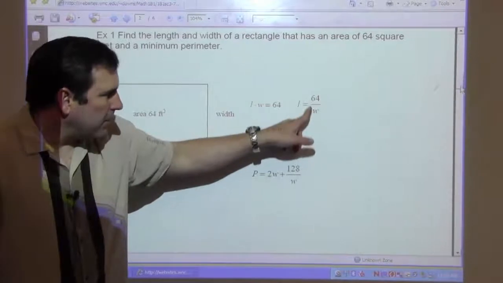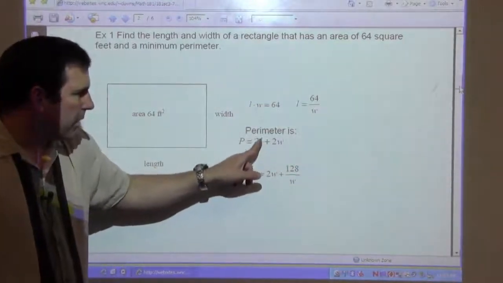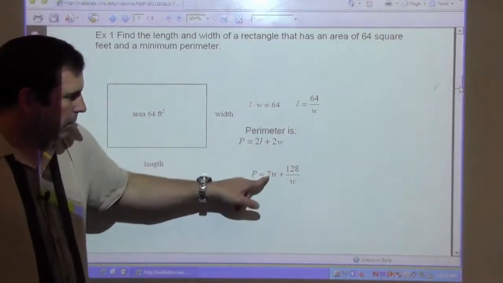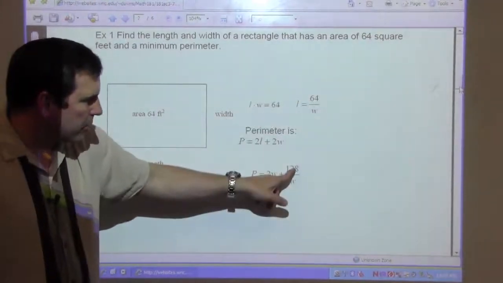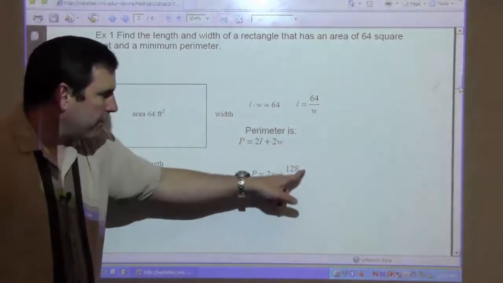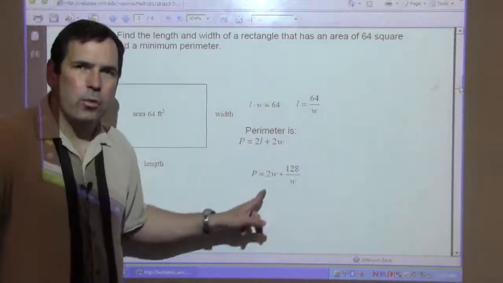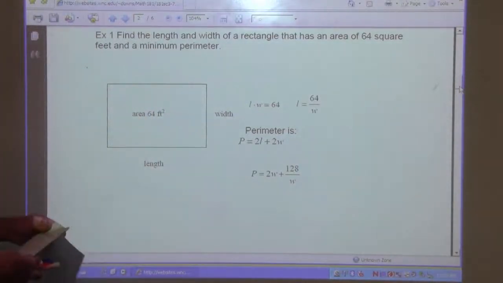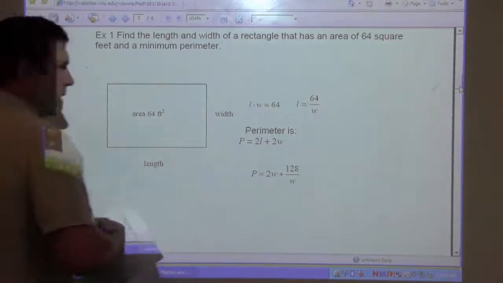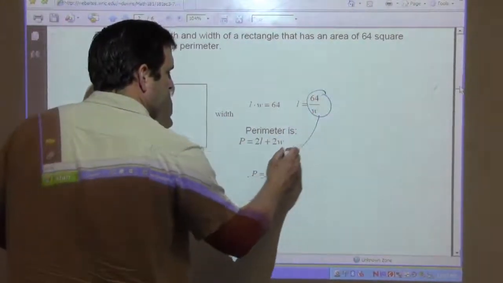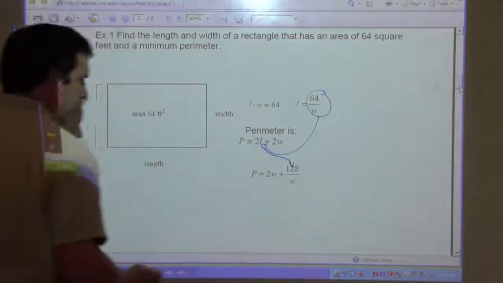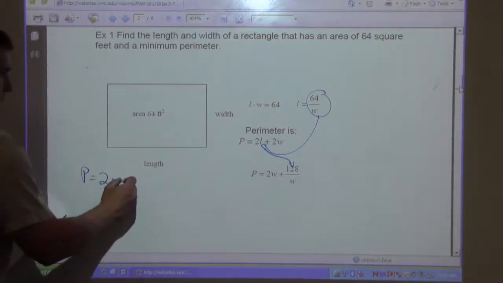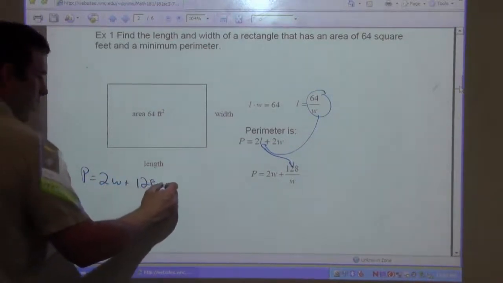We could take that 64 over W and put it in place of this L and have an equation P equals 2W from here plus 2 times 64, which is 128 over W. So now we have perimeter as a function of just the width. And then we can take the derivative. So notice that this goes in place of length. So our perimeter is 2 times the width plus 128 times the width to the negative 1.